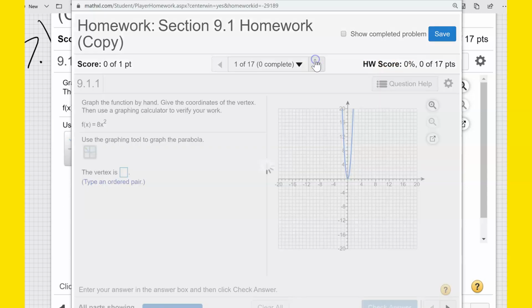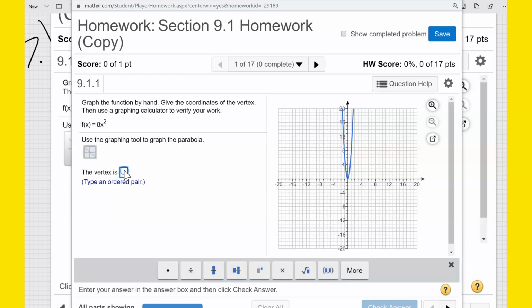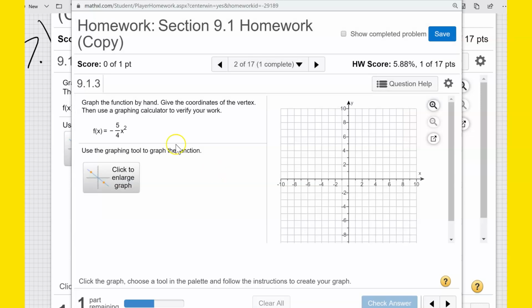Let's do another one. Oh, it asked me another question. What is the vertex? The vertex is, you just type in parentheses 0, 0. There's your ordered pair for the vertex. Click Check Answer, and you're done with that. Let's go to the next one.